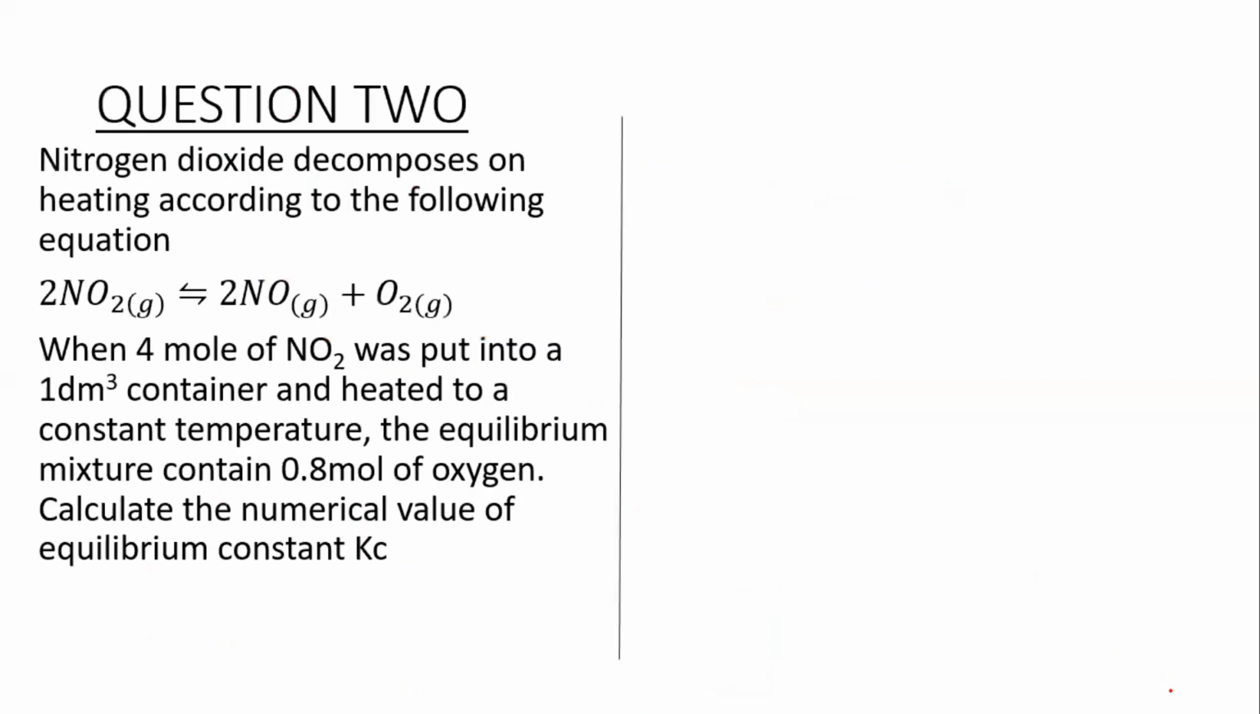Now let's go to example number 2. Example number 2 says that nitrogen dioxide decomposes on heating according to the following equation. When 4 moles of NO2 was put into a 1 dm cube container and heated to a constant temperature, the equilibrium mixture contains 0.8 mole of oxygen. Calculate the numerical value of the equilibrium constant Kc. All right, so of course we know that Kc, let me first write the equation of reaction.